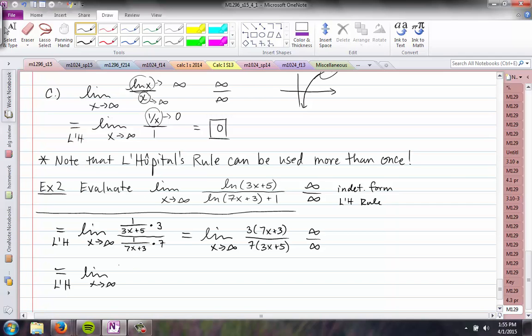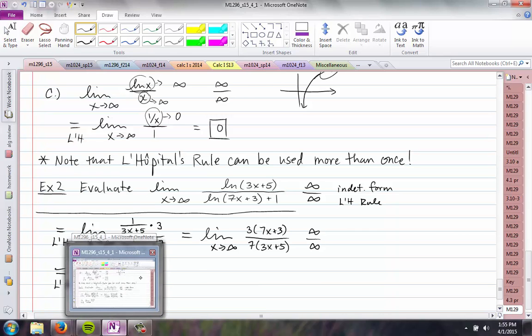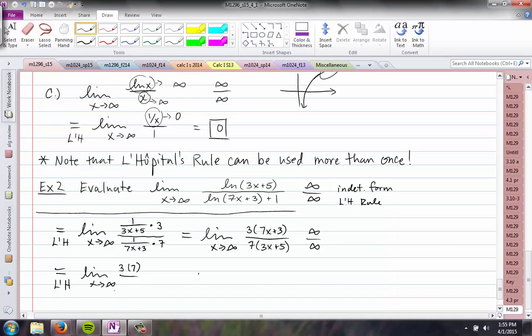So I have a constant multiple of 3, and the derivative of 7x plus 3 is 7. Derivative of the bottom, using the same rules, constant multiple rule, but on the 7, 3x plus 5, its derivative is 3, and look at that, I got a constant, and that constant is 1. So the limit as x goes to infinity of that 1 is just 1, so I just found the answer. So note that we used L'Hopital's rule more than once, and that's something you can do.